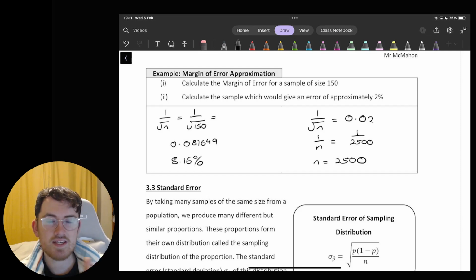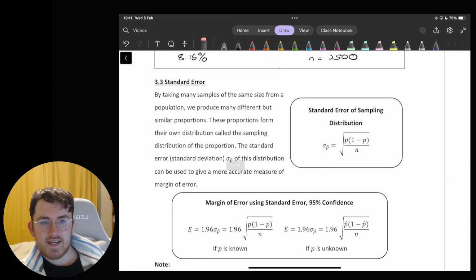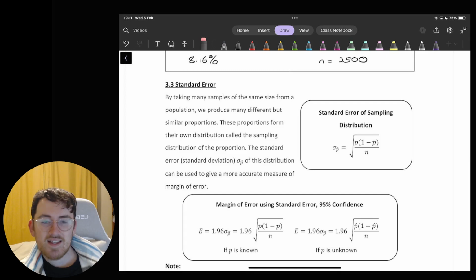Very, very small. So we can see even just from that example here, increasing my sample size from 150 to 2,500 has really reduced my error from 8 to 2%. So going a little bit further then, I said there was a much more accurate way of doing this, and that's going to be using what we call the standard error.